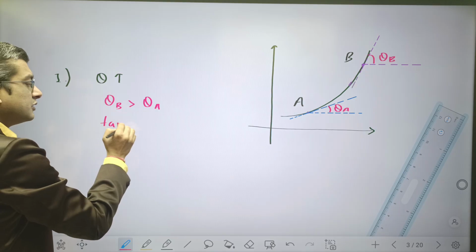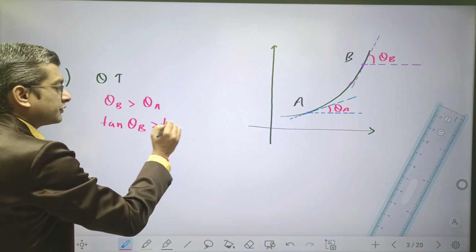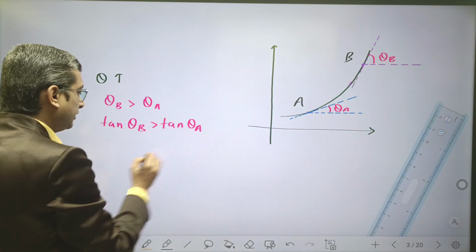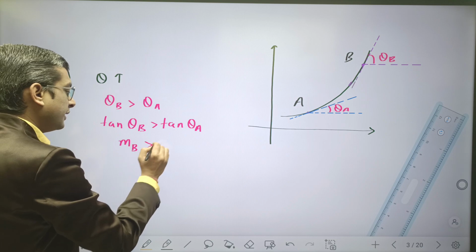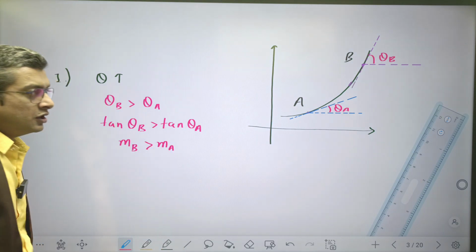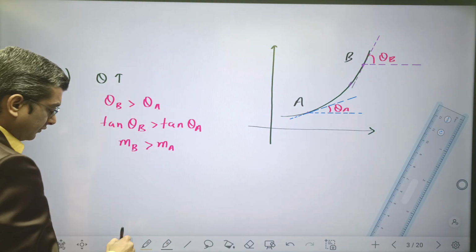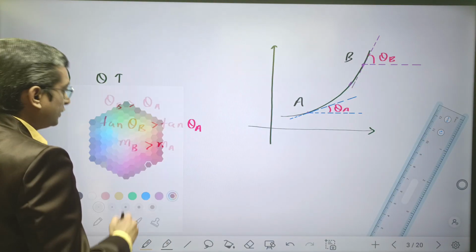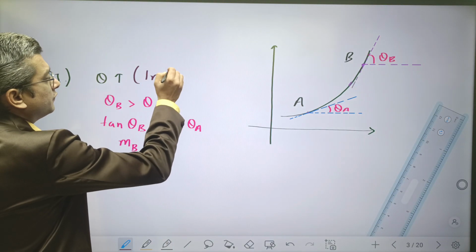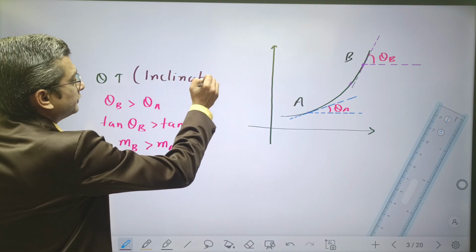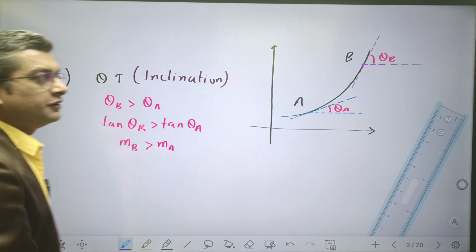It means that tan theta B is greater than tan theta A. It means that the slope at B is greater than the slope at A. So this is the graph of increasing slope, and this is known as inclination. This is the case of inclination.